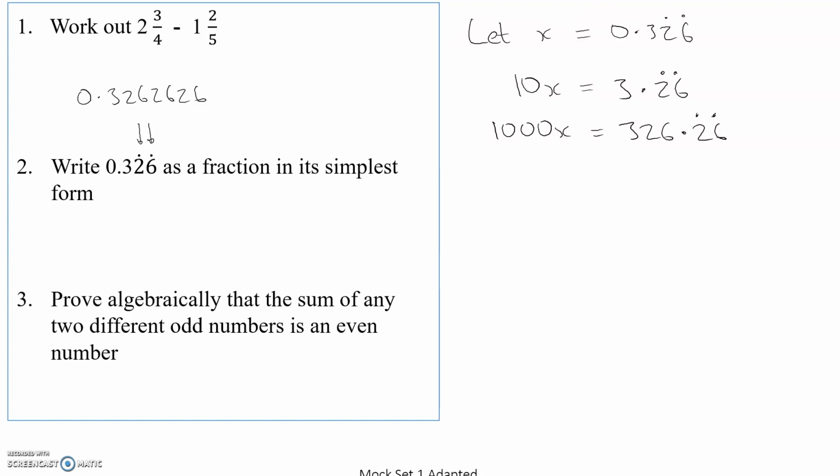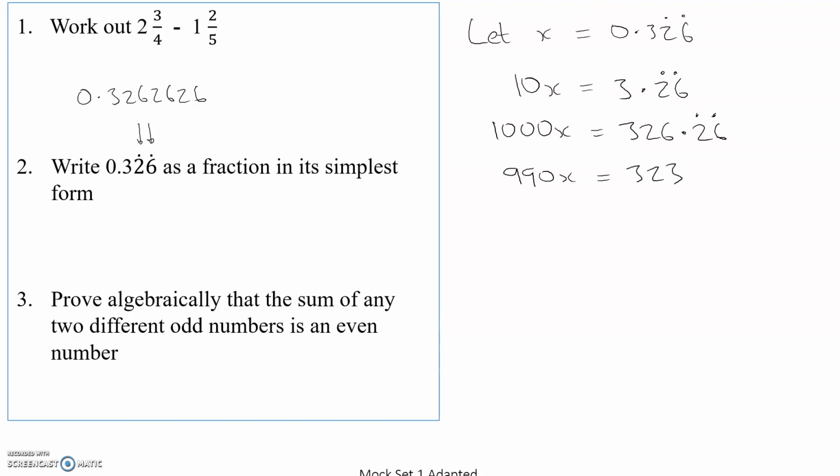because we can now subtract our 10x from our 1000x and our 3.26 recurring bits from our 326.26 recurring bits. Okay, so what do I mean? Right, I mean 1000x subtract 10x, that's going to be 990x. And 326.262626 subtract 3.262626, all of those 26 digits will disappear. So we've really got 326 subtract 3, which is 323.